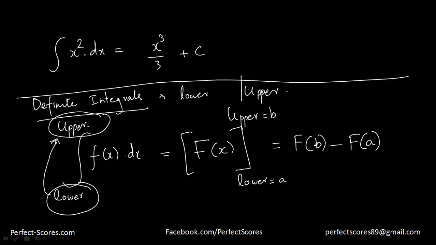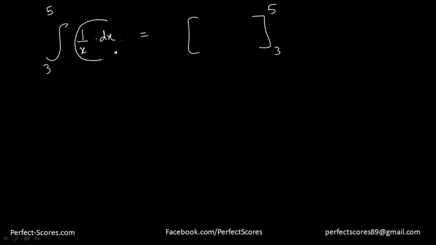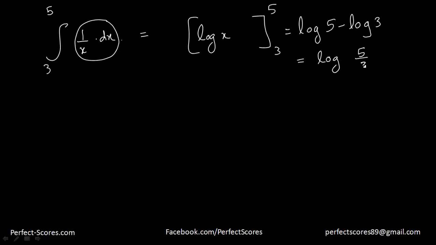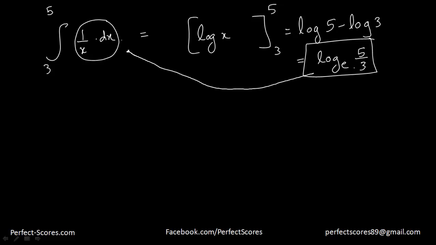Let's say the example is that I want to find the value of this integral here, the integral of 1 over x dx from 3 all the way to 5. First of all, I'll find the integral. The antiderivative of 1 by x is going to be equal to log of x. And that is going to be equal to log of 5 minus log of 3, which is equal to log of 5 over 3 to the base e. So this is the value of this integral.